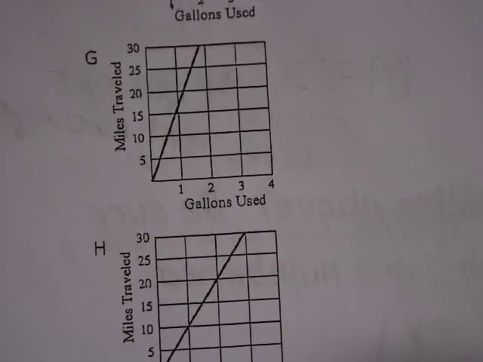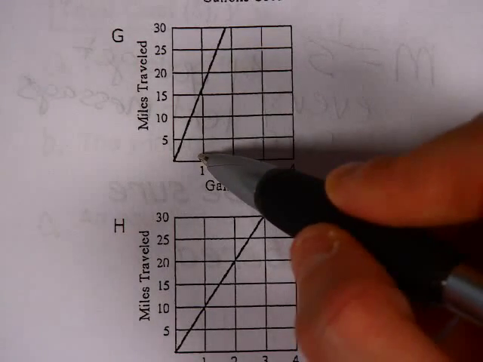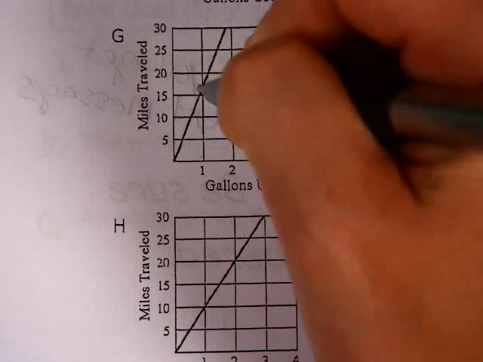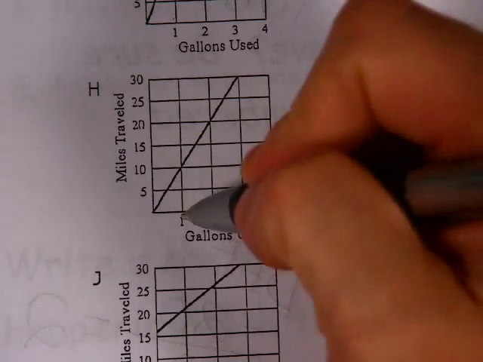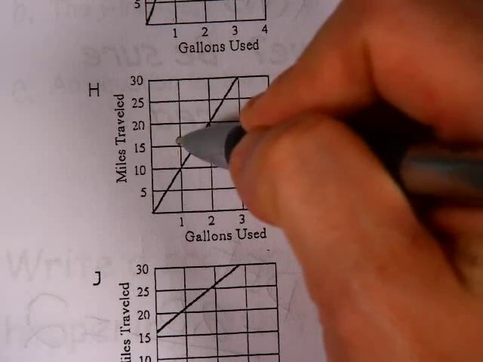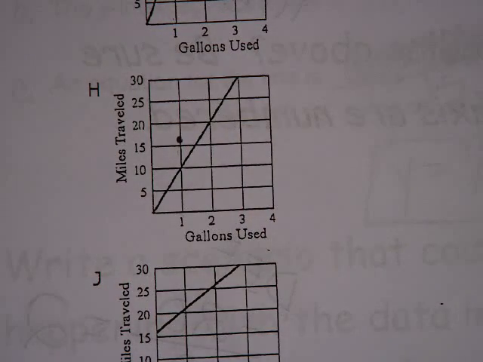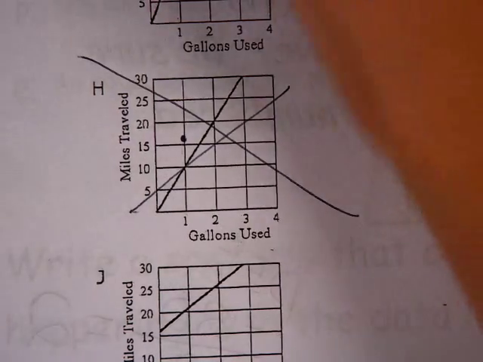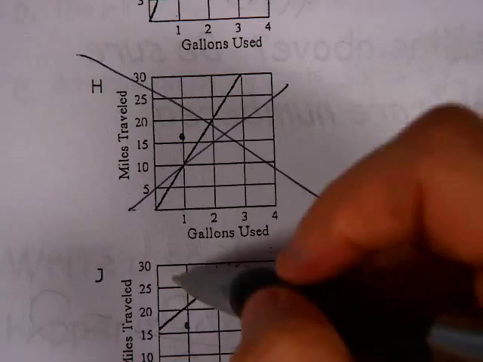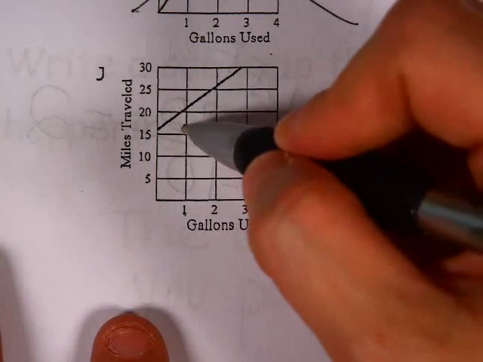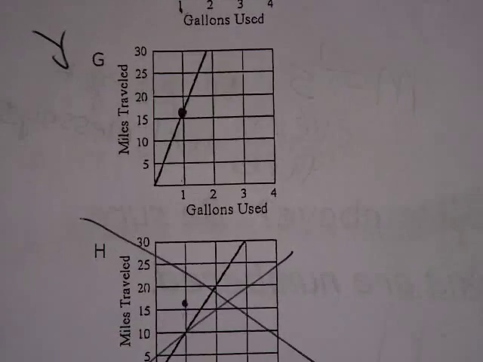So let's look at G. I'm going to follow 1 up to about where 16 is. Does that hit my line? Yep, it does. So G is looking pretty good. Now let's do H. Follow 1 until you get to about 16. Is it on your line? No, it's really close, but it doesn't quite make it. And then 1 to about 16. Oh, this one's actually above. Sorry, this one's actually above where it is.